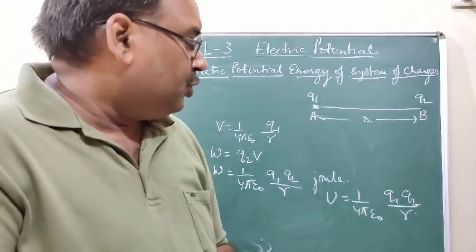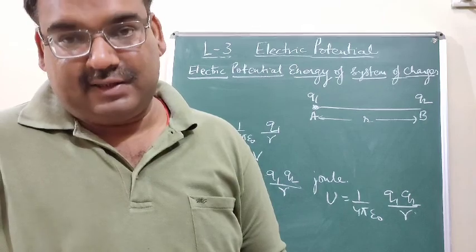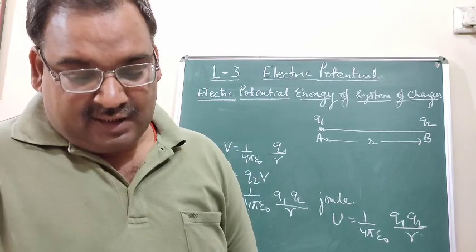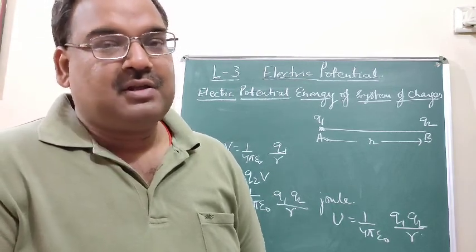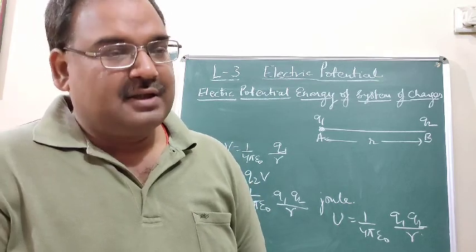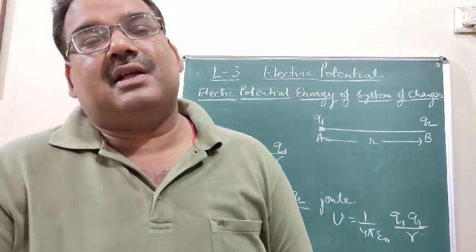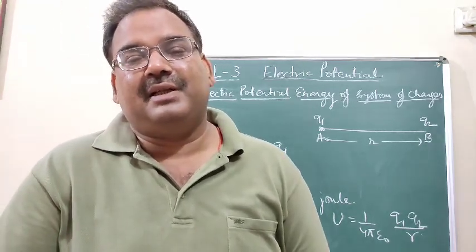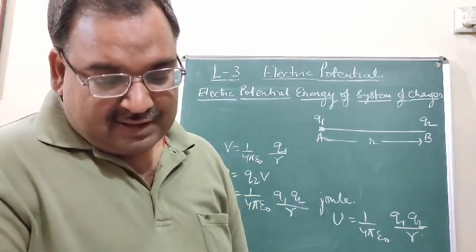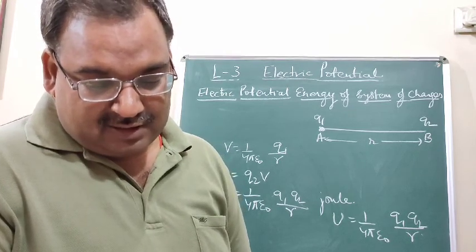In the above formula, Q1 and Q2 are charges, and they are always placed along with their sign. So we will put the values of Q1 and Q2 with positive or negative sign. If the multiplication of the signs is positive, then work done is positive. That is, if the charges are similar, then work done is positive. If the charges are unlike, then work done will be negative. Is it clear?